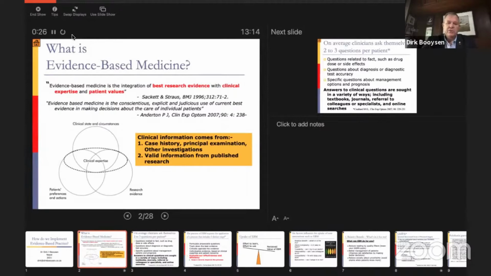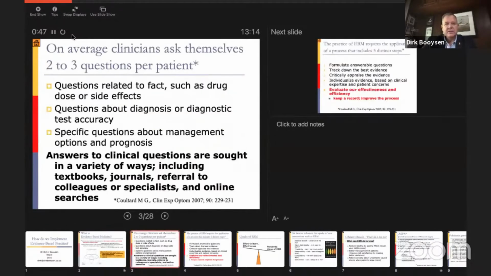So think about what you do in your practice. You've got clinical information which comes from the case history, the examination of your patient, and then some other investigations you do. And then you also have valid information that you get in from papers or from textbooks or wherever you need to go and look. But you have to be up to date with what's going on in the world of practice.